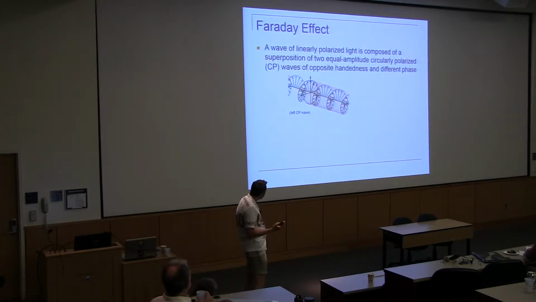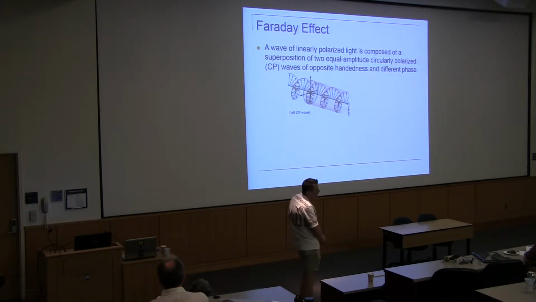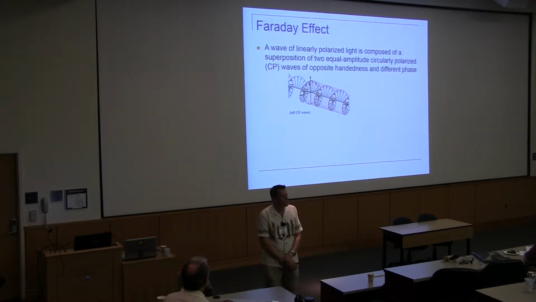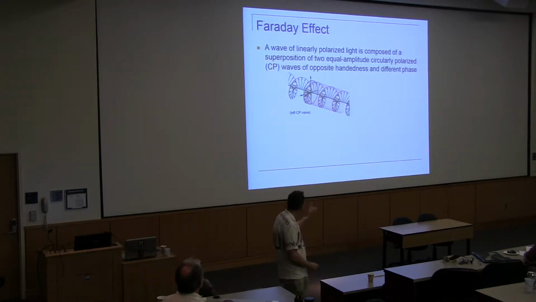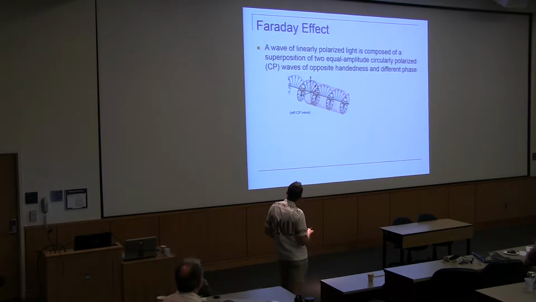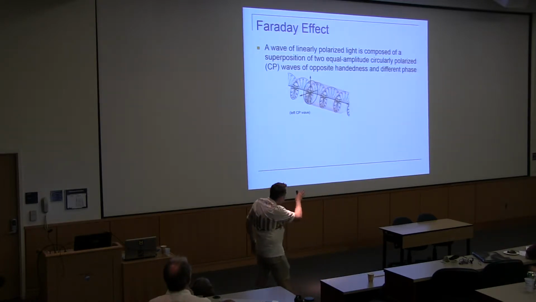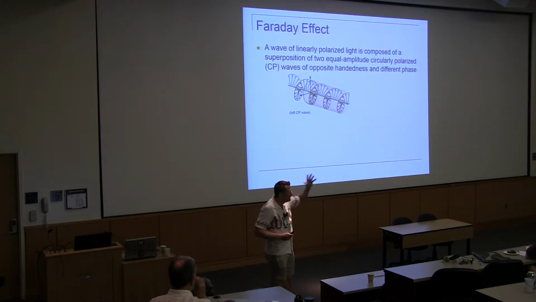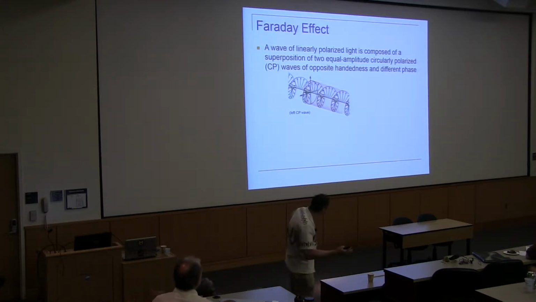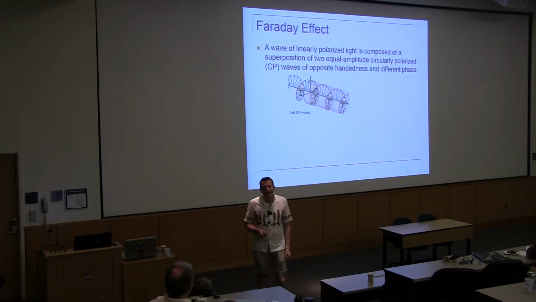The way you can explain this is to consider linear polarized light as a superposition of left and right circular polarized light. Here's an example of circular polarized light. You can see the electric field vector rotates as the light propagates. If you stand in front and the wave approaches you, if it rotates counterclockwise, then it's left circular polarized light, and if it rotates clockwise, it's right circular polarized light. This is the convention that we use here.